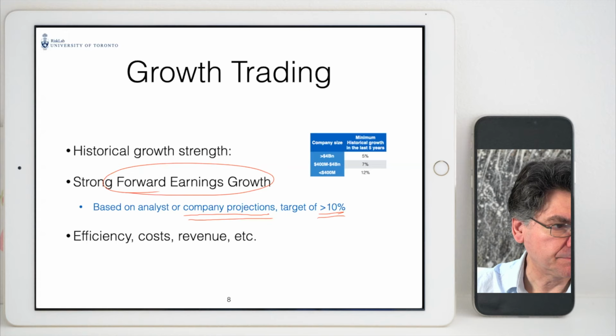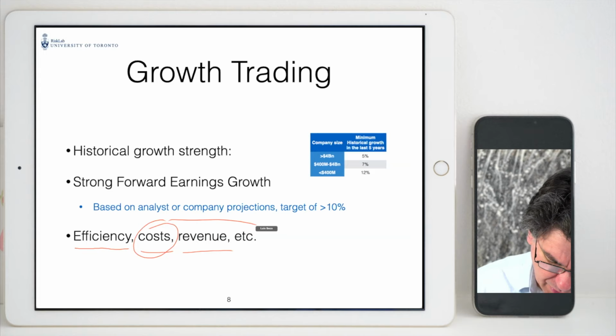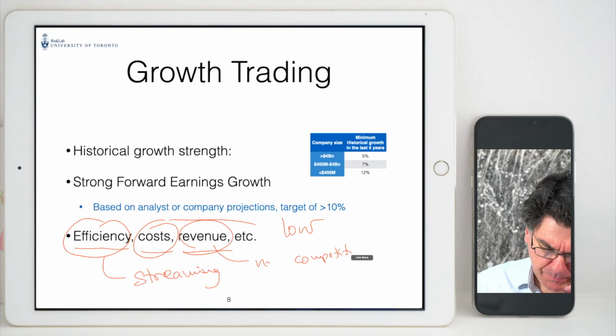Another one is efficiency, costs, revenue. In the case of Netflix, that was already clear. The costs of this company were very low. Efficiency, streaming. Revenue, no competition. So these are the characteristics that you take into account to determine if a company is a growth company or not.